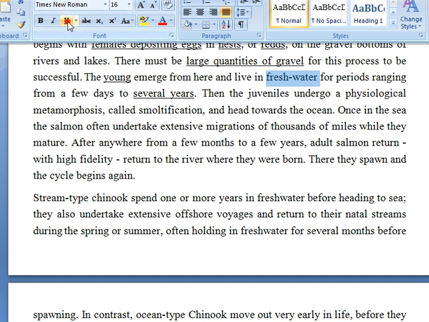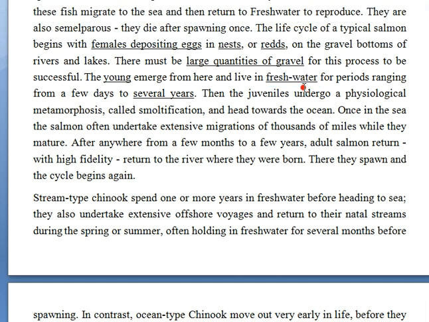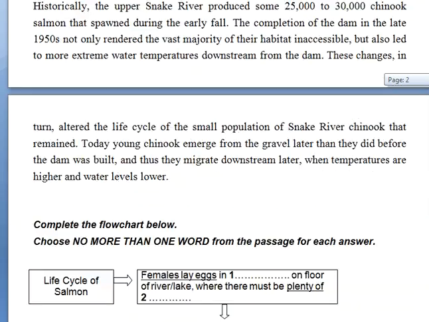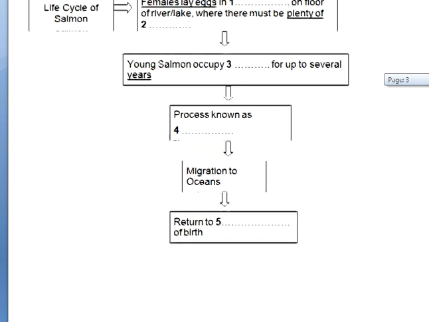You can see here, it seems to be two words, but in the IELTS exam, any two words joined with hyphens is considered as one word. So the answer is fresh water here. Again, easy. Let's come back to my next question.